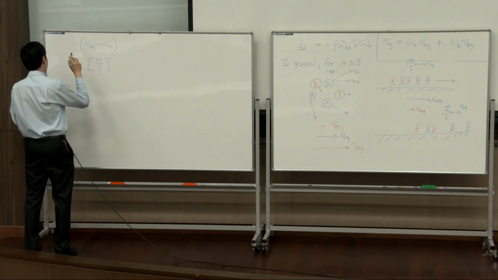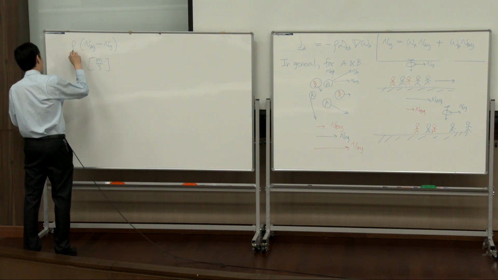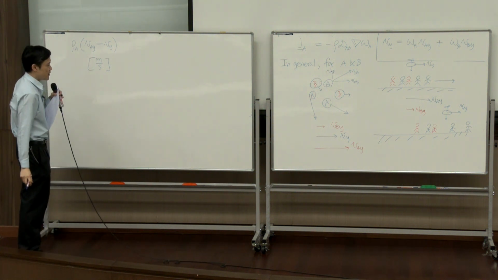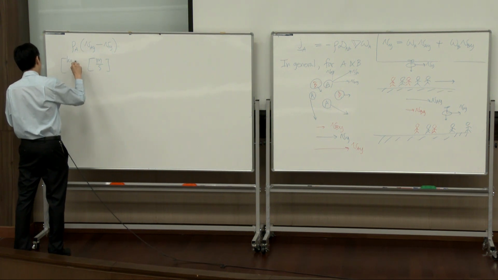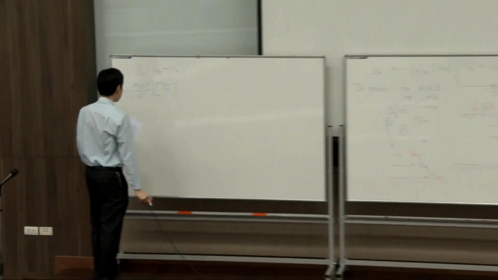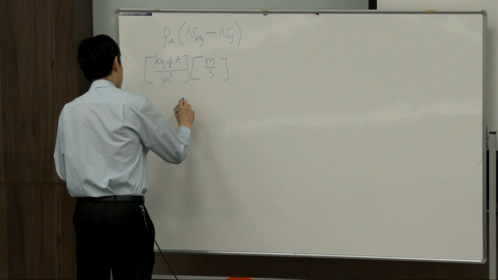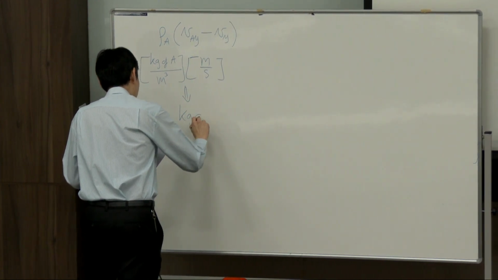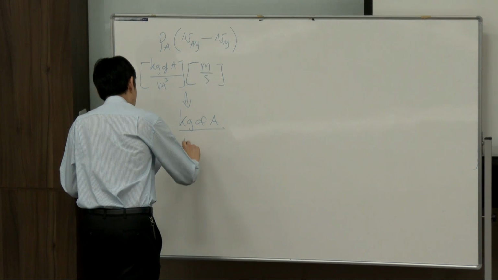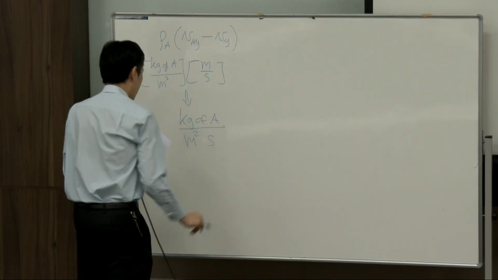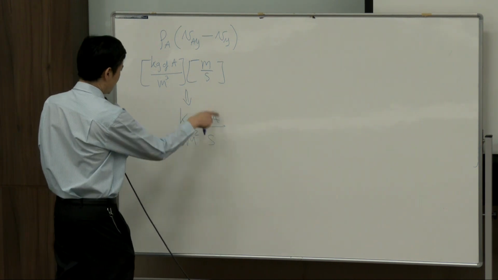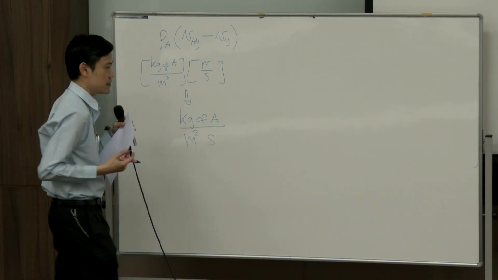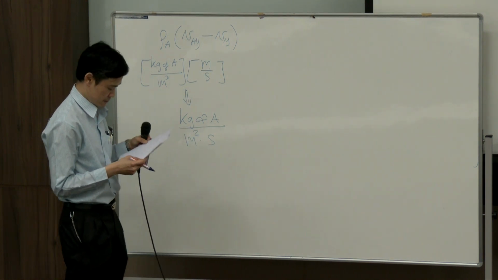If I multiply this by the mass concentration of the species of interest, rho A, which is kilogram of A per cubic meter, just look at the unit. I will get kilogram of A per square meter per second. And it seems like flux. It's a flux of A per unit area per second. But is this really a flux?